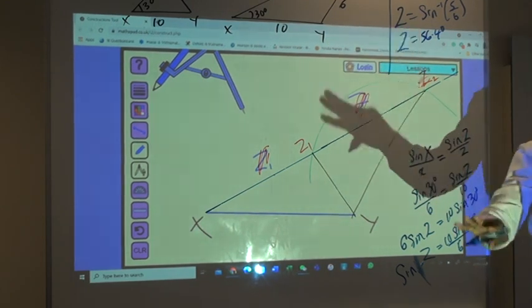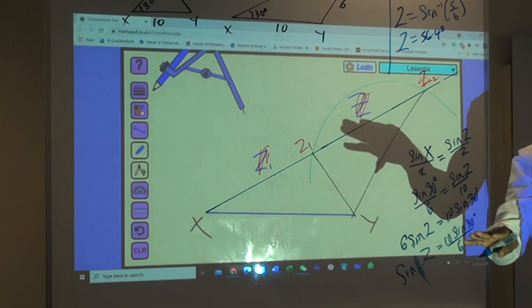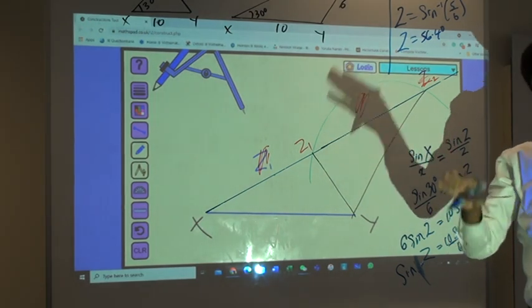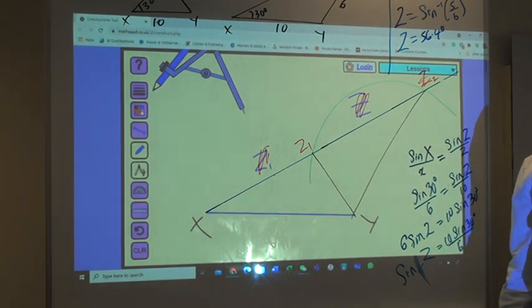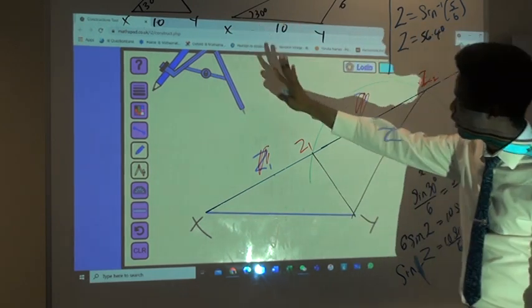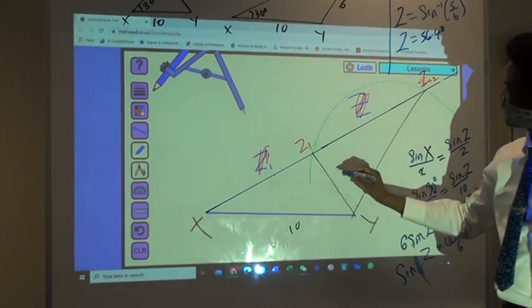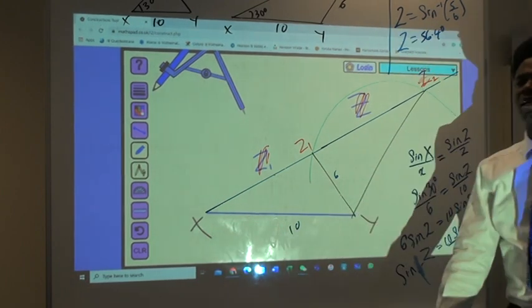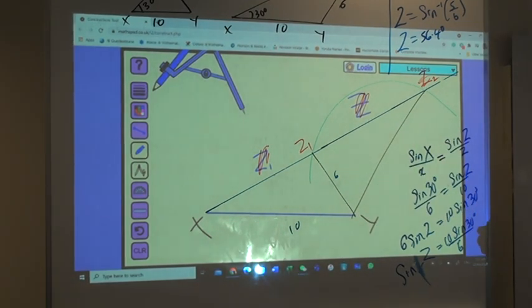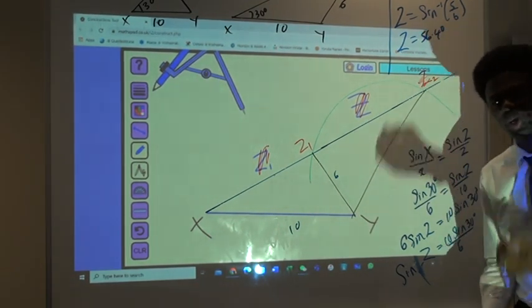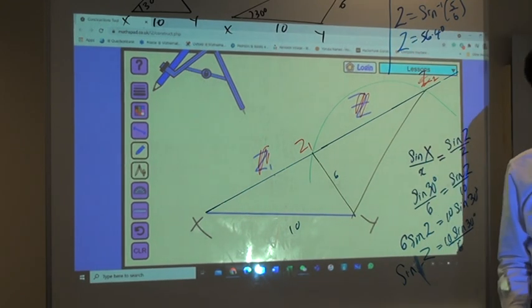And your investigation has just shown you that there are possibilities. With this information provided, that oh, this is 10, and this is 6, and this is 30, there are possibilities. That is why it is the ambiguous case. That's why we call it the ambiguous case of the sine rule.